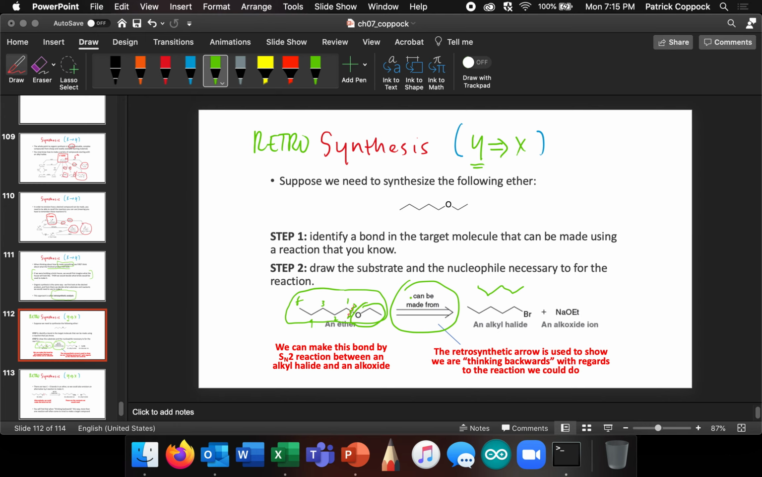So if that could be a nucleophile, I just need a leaving group. Let's let bromine be my leaving group. And if that's my nucleophile, that's really just going to be ethoxide, right? So ethoxide, as you've memorized already, is going to come in, do backside attack, and we're going to have an SN2 reaction, okay? So again, first thing we do is identify a bond that can be made, and second, we draw the substrate and the nucleophile necessary for that reaction.